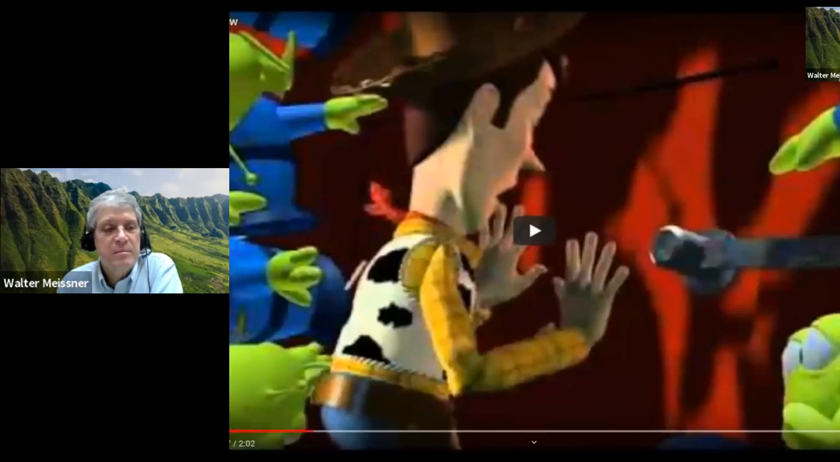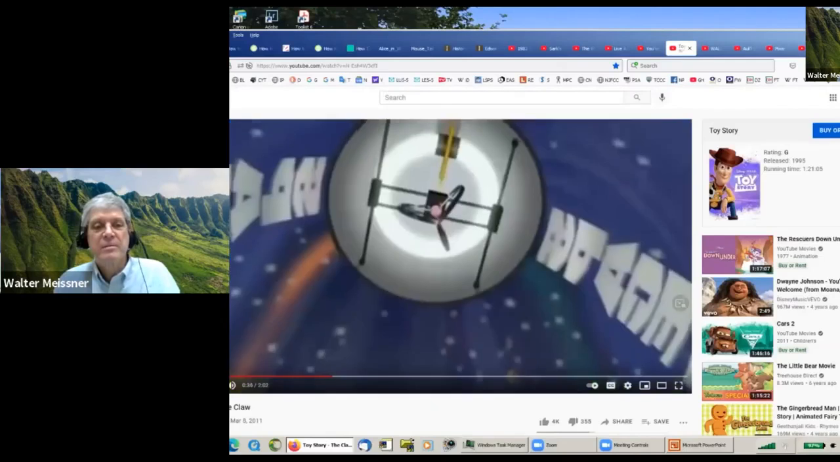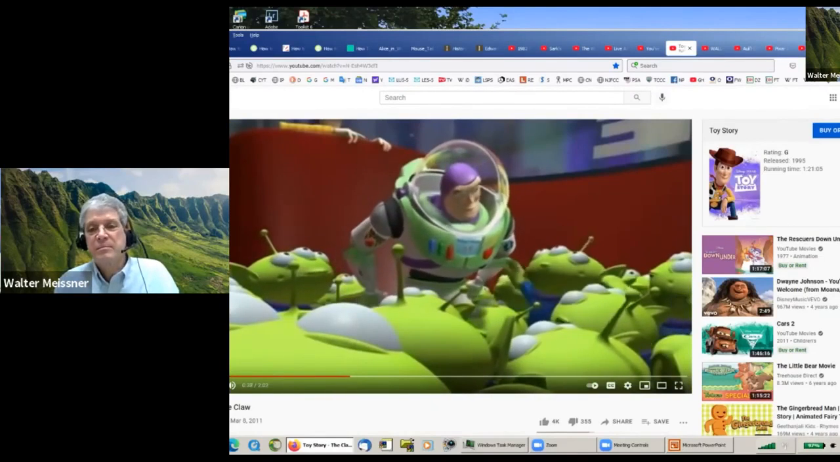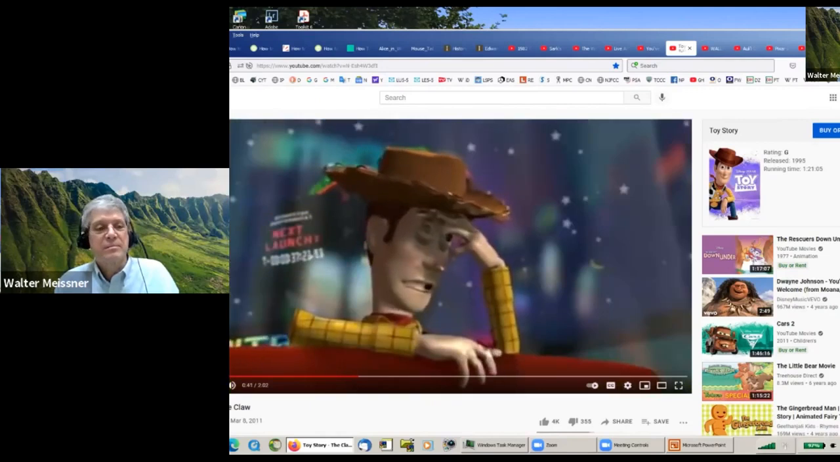This is an intergalactic emergency. I need to commandeer your vessel to Sector 12. Who's in charge here? Claw's our master. Claw chooses who will go and who will stay. This is ludicrous. Hey, Bozo!